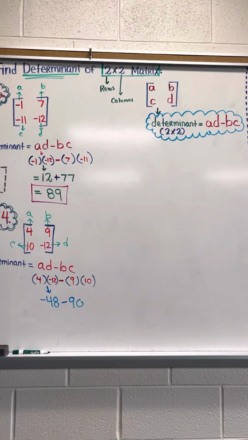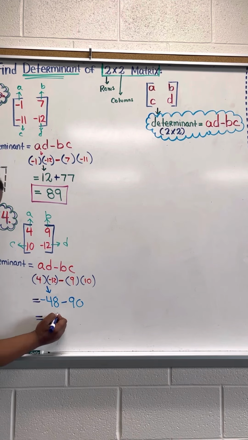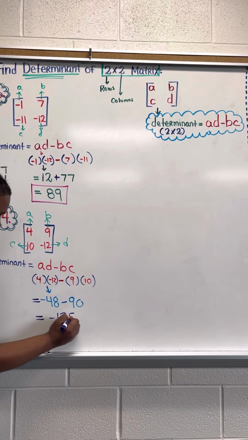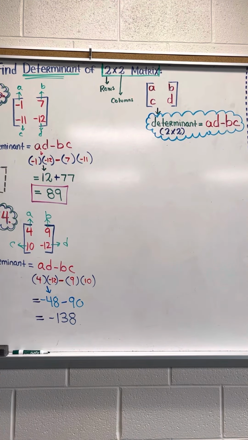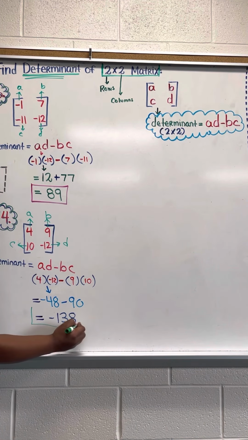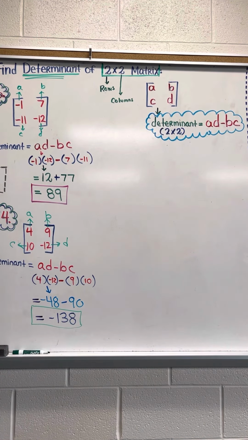All right, so I have 2 negative numbers or 2 integers. Just add them together like positives, but keep the negative sign. And my answer would be a -138. So that would be the determinant of this 2x2 matrix.